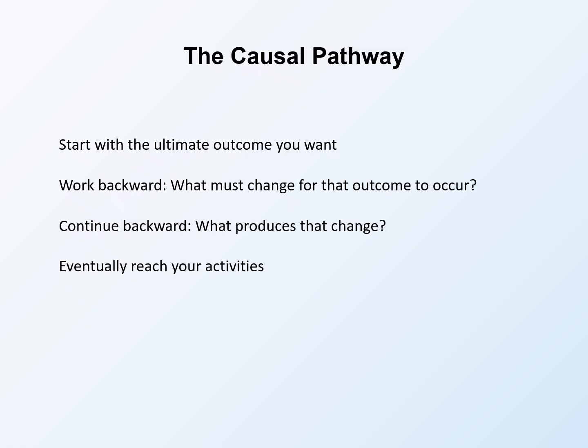Continue backward. What produces that knowledge, skills, and supportive environment? Education, training, and environmental modifications. Continue backward. What produces that education, training, and environmental change? Your program activities. This backward mapping creates a chain. Each link answers the question: if this changes, why will the next thing change?